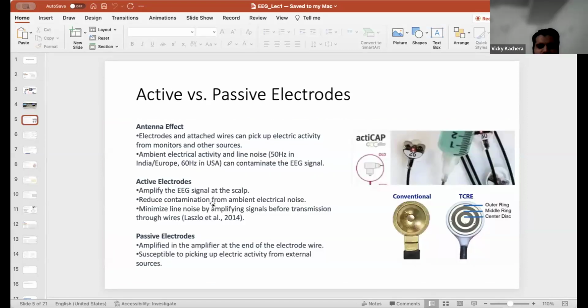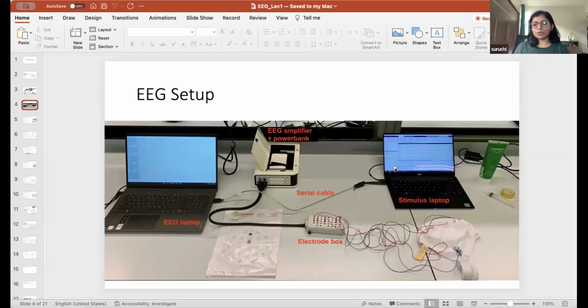Now, ma'am, we have just one laptop, I think. Yes, if you don't need stimulus presentation, if you don't need to do an ERP study, you don't need this. This is optional. The amplifier also looks different from what we have. Yes, this is different, but generally it can be of various kinds. But it is basically an amplifier. This is a dual thing, a power bank plus amplifier type of thing.